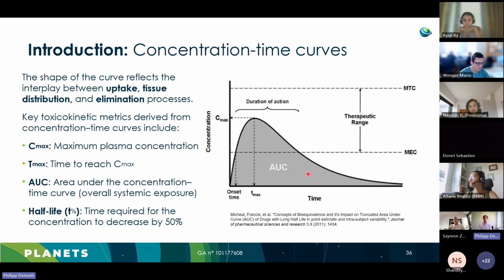Here, one important parameter is the half-life. So what is the time required for the concentration to decrease by 50% compared to the Cmax? This also is highly dependent on the compound. Then again, we can have a look at the area under the curve. This is the overall systemic exposure that takes place. For many toxic compounds or for pharmaceutical compounds, we need to pass a certain threshold to induce an effect. But for other compounds, especially for carcinogens, the area under the curve might apply as an important dose metric.